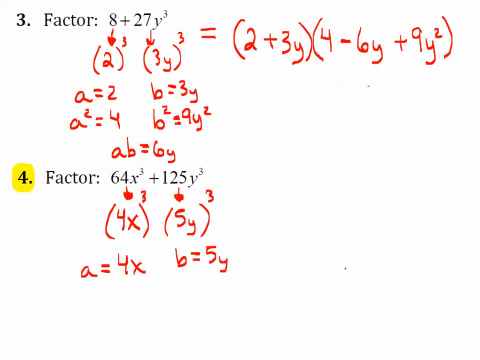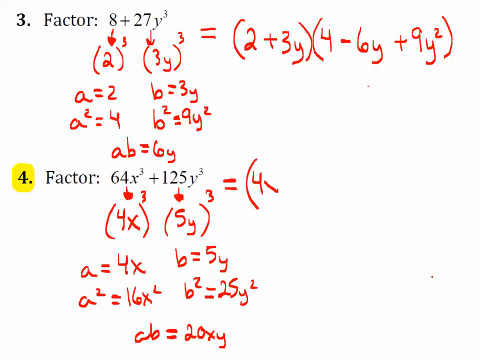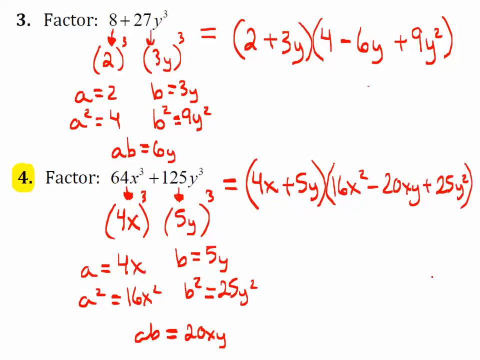All right, so a squared is going to give you 16x squared. How about b squared gives you 25y squared? And then the multiplication of those two, how about 20xy? Everybody good there, at least with the items there, and then just follow the formula. All right, any questions on number 4? Okay.